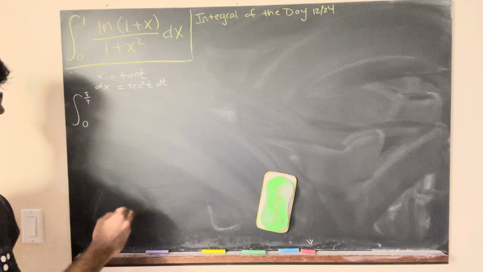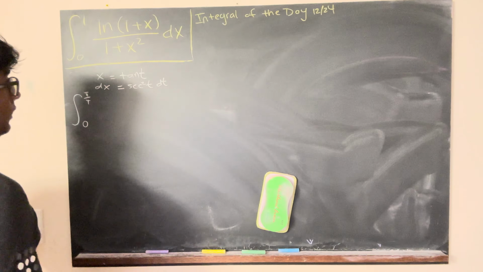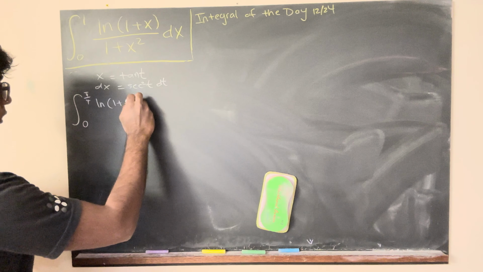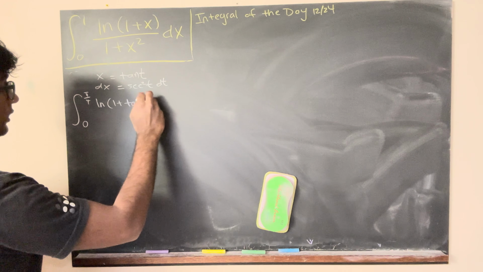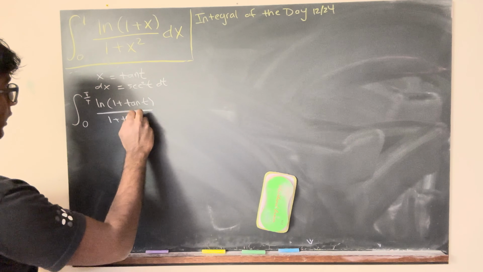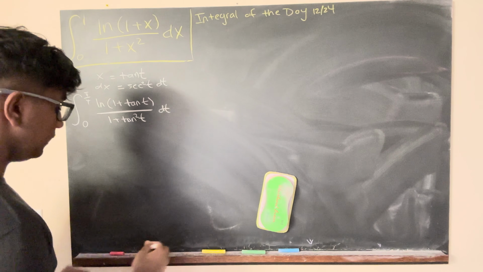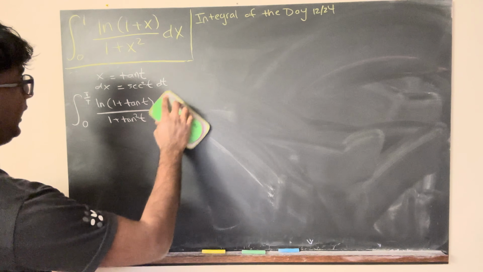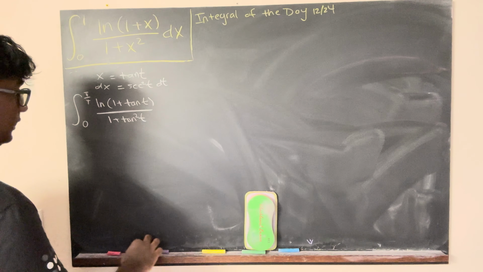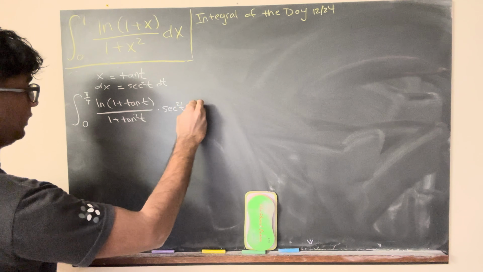Then we plug in the value of x for tangent whenever we see it. So ln of 1 plus tan t all over 1 plus tan squared t dt. Or, well, now we have to multiply by the correcting factor, which is secant squared t dt.